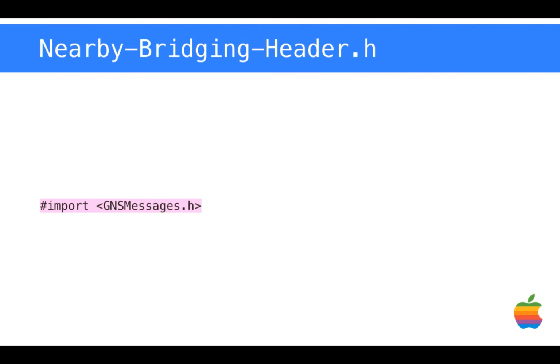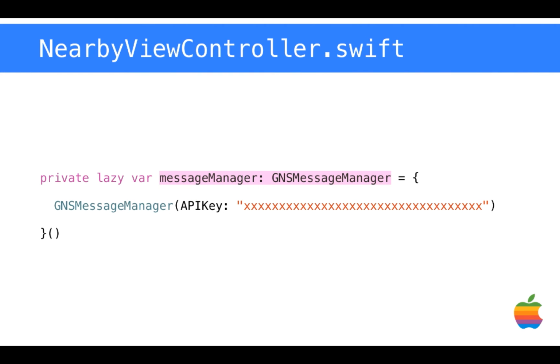If you're writing your app in Swift, you should be writing your app in Swift. The library is written in Objective-C, so you'll need a bridging header where you import this GNSMessages.h. And then this is the equivalent of messing around with the Google API client. You just create this message manager object somewhere in your view controller or in your app delegate, and you'll need to provide it the API key when you initialize.